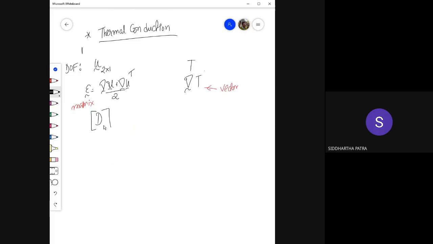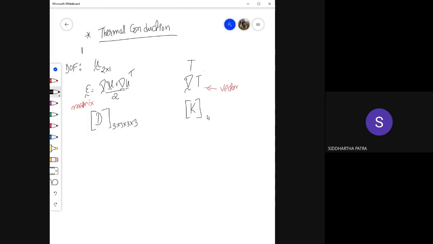So in elasticity, you have the elasticity tensor, and it's a fourth order tensor actually. So what is the equivalent of that in thermal conduction? Conduction is, yes, the conductivity matrix.